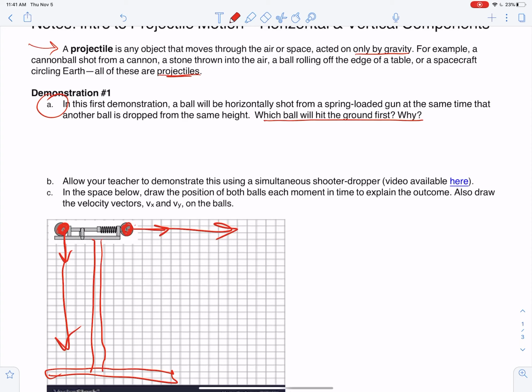Other students will say, well, the ball that's shot out the front actually has to travel a greater distance than the ball that's just dropped straight down. So the ball that's dropping straight down, since it travels a shorter distance, is going to hit the ground first. But in fact, they hit the ground at the same time, right? And so let's try to figure out why. Why do they hit the ground at the same time?